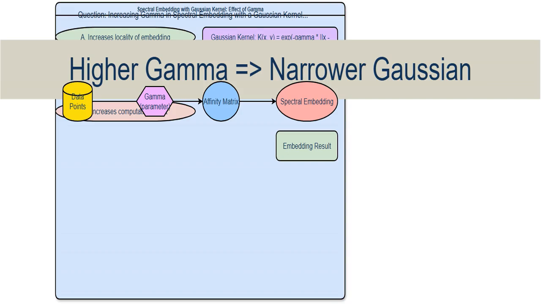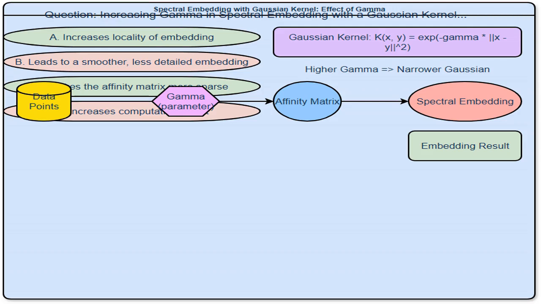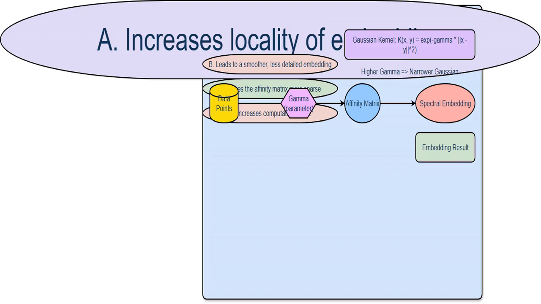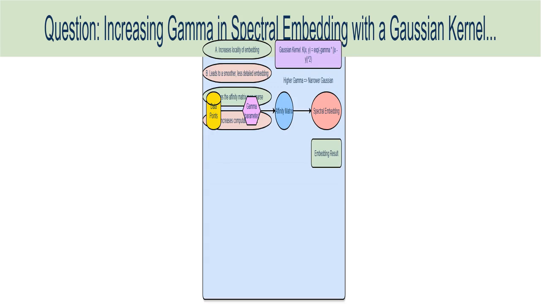This matrix is computed using the chosen kernel, here, Gaussian. Each element i, j represents the similarity between data points i and j as determined by the Gaussian kernel. The affinity matrix is a key input to spectral embedding. This is the outcome of the spectral embedding, a representation of data in fewer dimensions. The properties of this reduced dimensionality data, such as its smoothness or detail, are influenced by parameters like gamma. This is incorrect. Increasing gamma will lead to a less smooth and more detailed embedding. Correct. A higher gamma means the kernel focuses more on nearby points, resulting in a more localized embedding.